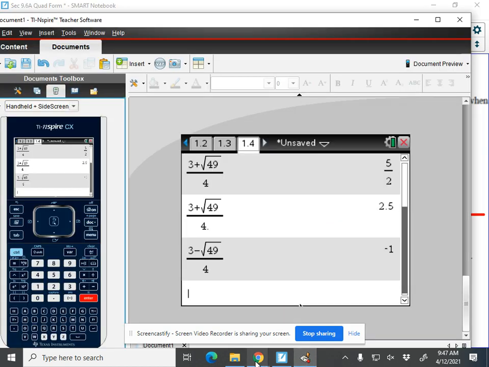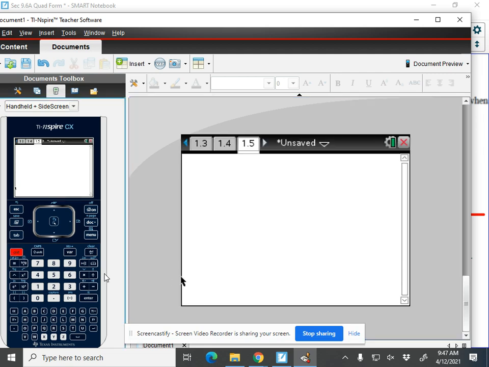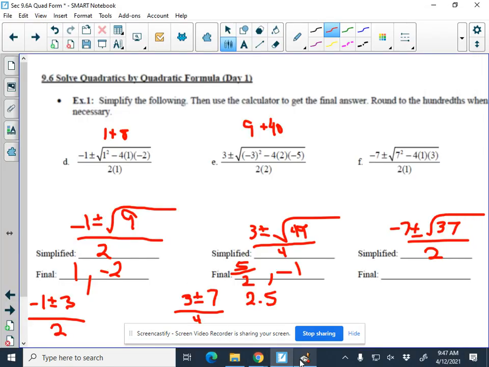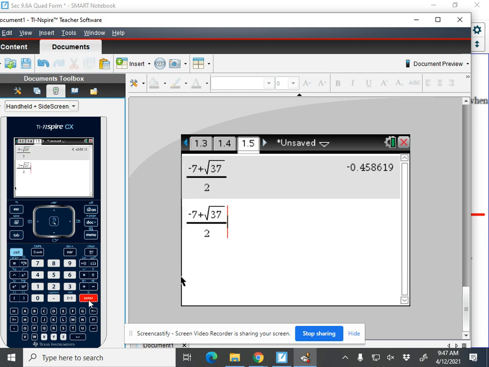Okay, so now we take negative 7 plus or minus square root of 37 over 2. We do the plus part first. We come up, we copy it. With the minus part, we get negative 0.46 and 6.54.